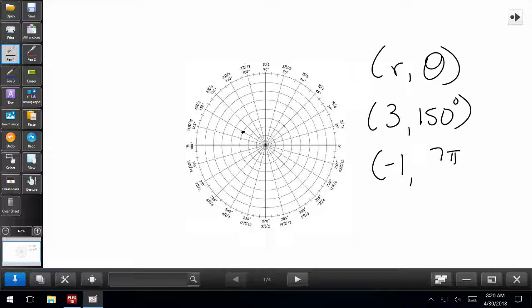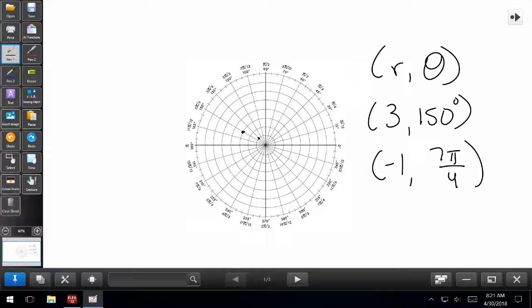Let's say I have (-1, 7 pi over 4). I find my angle first. 7 pi over 4 is right here. Okay, that's ring 1, but since it's negative, what quadrant would this be in? 2. So I go over to pi over 4, and it would be right there.